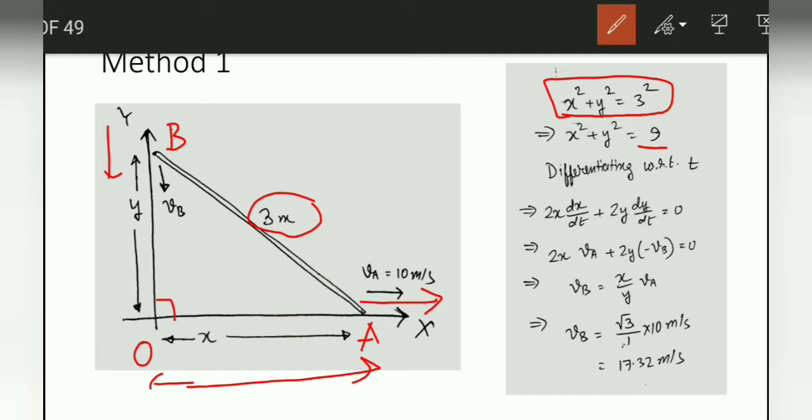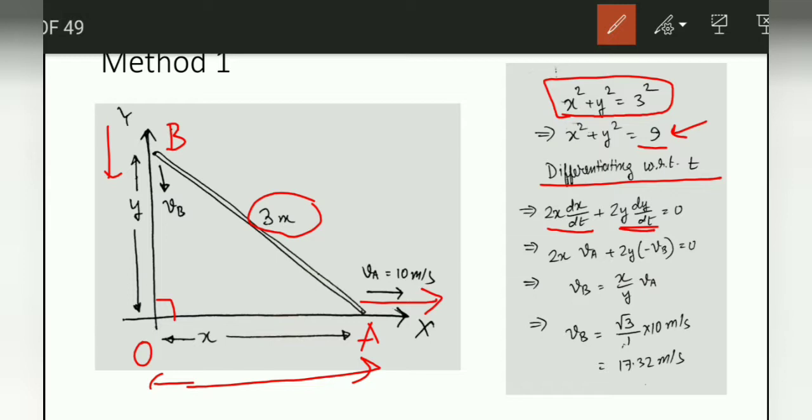Now we will be differentiating with respect to t, that is time. So x square will give 2x into dx by dt, plus 2y into dy by dt for y square. That is equal to 0 because 9 meter is constant, and in a rigid body the length will be constant. So 2x dx by dt plus 2y dy by dt is equal to 0.